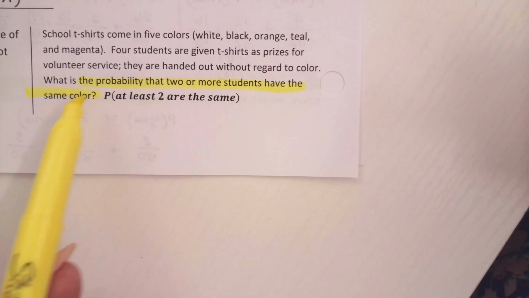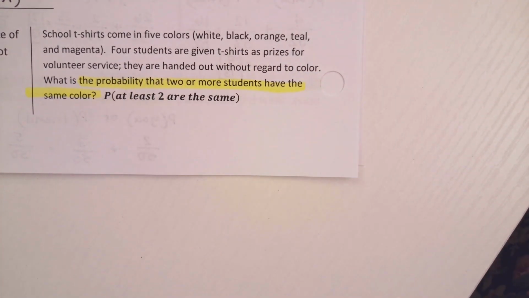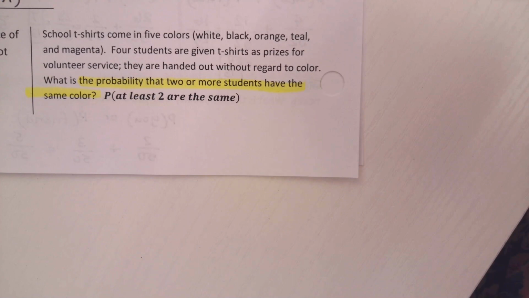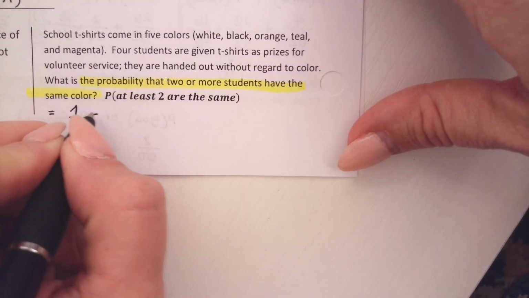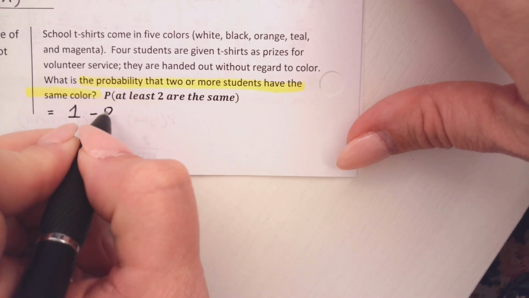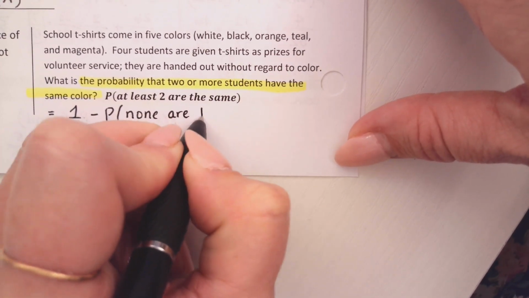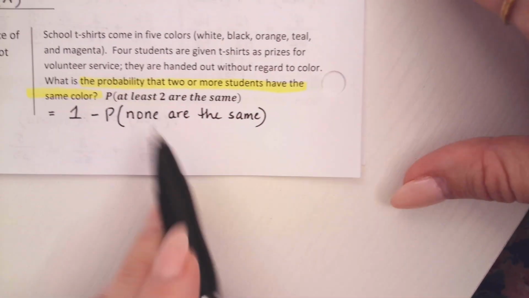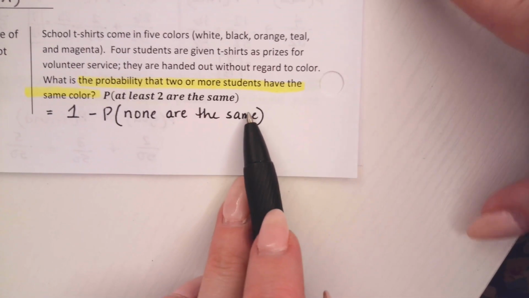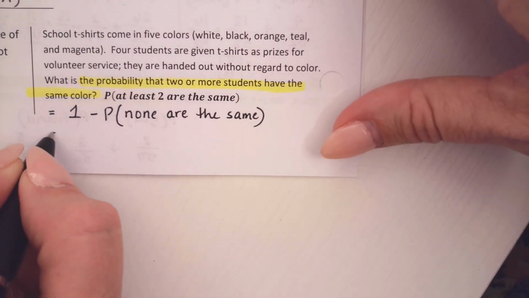Okay, so the probability that 2 or more students have the same color. So the probability that at least 2 are the same. We can actually use a complement on this. We can say that that's the same as 1 minus the probability that none of them are the same. Because these are basically opposites. If at least 2 are the same, that's the opposite of none of them being the same.